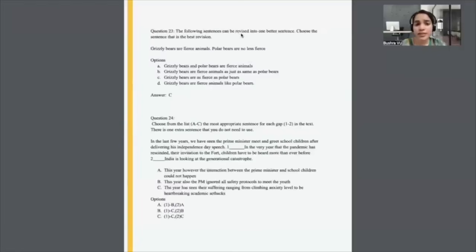The following sentences can be revised into one better sentence. So all of these can be revised into a better sentence. Grizzly bears are fierce animals. Polar bears are known as fierce. Grizzly bears and polar bears are fierce animals? Grizzly bears are fierce animals just as same as polar bears? No. Grizzly bears are as fierce as polar bears? Yes, perfect. Grizzly bears are fierce animals like polar bears. So out of the four options, the best suited option is C. That's why we're going to go for C.